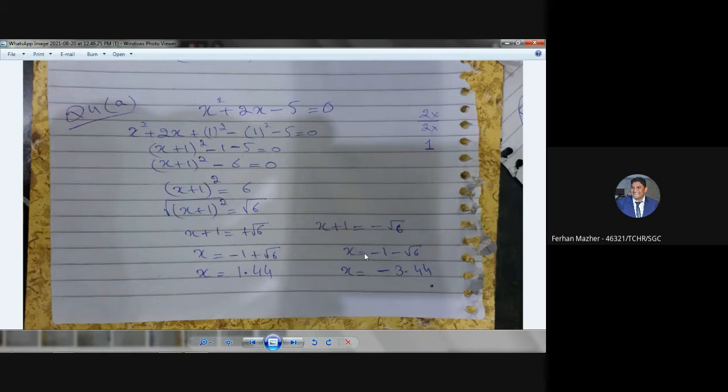The other case is x plus 1 equals minus root 6. So you will have x equals, this plus 1 will go to the other side and become minus 1, so you will have minus 1 minus root 6. On your calculator, you will write minus 1 minus root 6, and the answer will be minus 3.44.